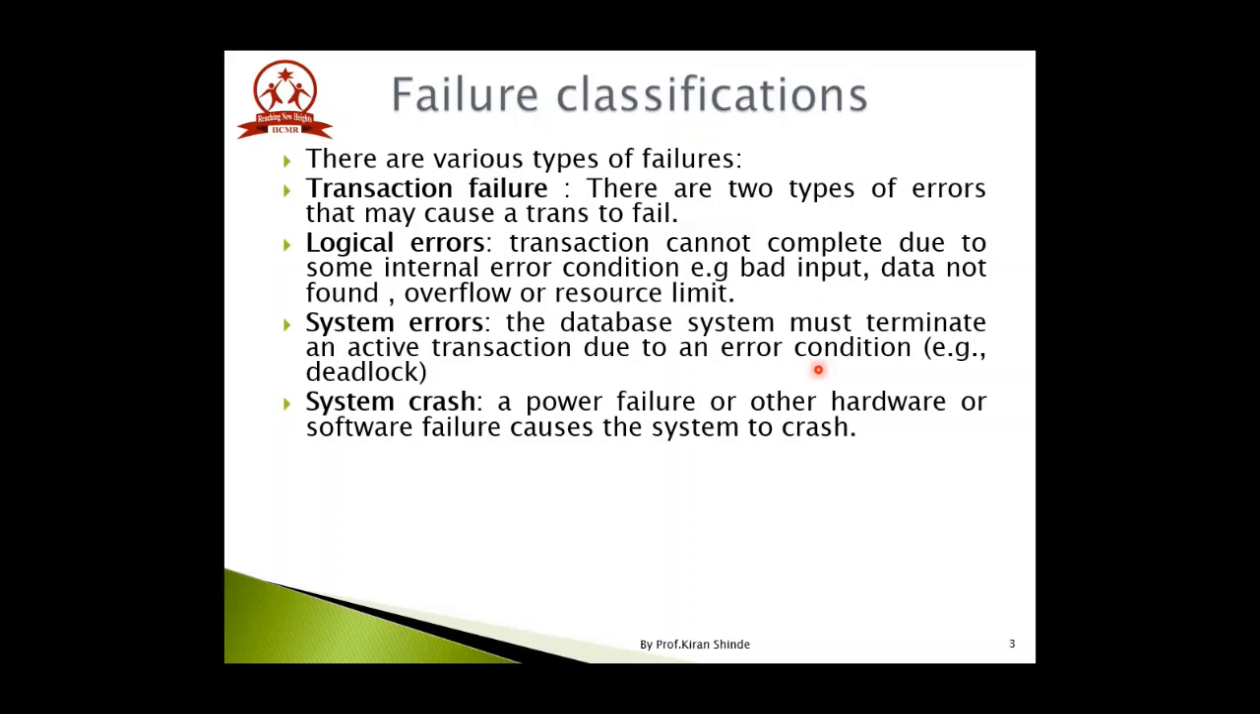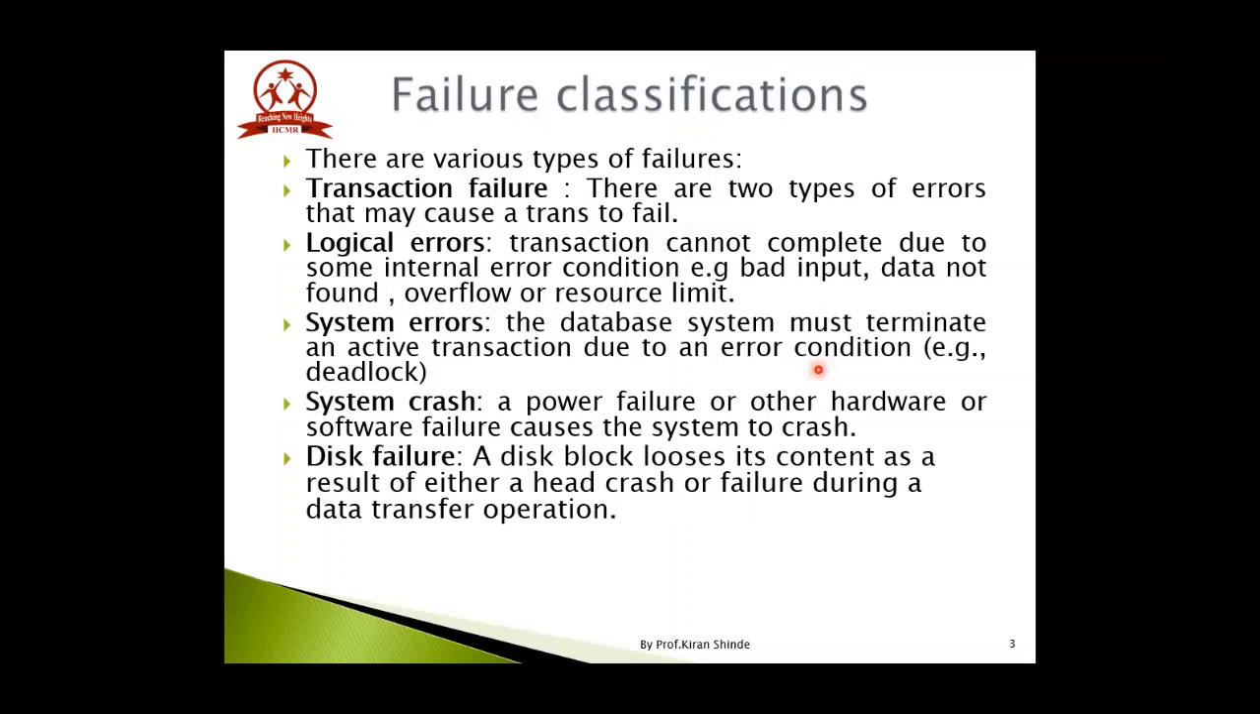Another type of failure is system crash. It can happen due to power failure, hardware failure, or software failure. Disk failure is again a typical type of failure which happens very rarely, but still it is categorized as one of the failures here. A disk block loses its contents as a result of either a head crash, where the read-write head of that particular disk may crash, or failure during a data transfer operation. So typically these are the types of failures which happen in your database systems. Now, slowly we will move ahead and try to understand the various recovery techniques.